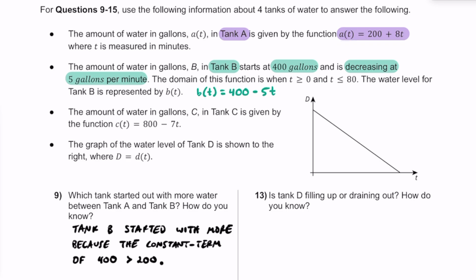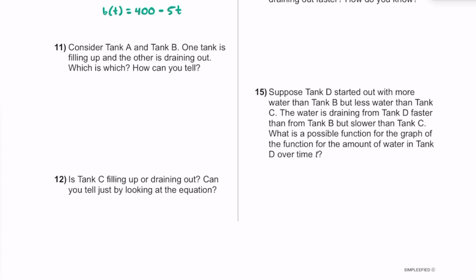If you look at the coefficients for the t variable term here, these will let you know what is happening with the water level. Because we have a positive coefficient here, positive 8, that means it's gaining 8 gallons for every minute. And for this b of t function, we have a negative 5 as a coefficient for t. The negative means that we are draining water out, or the water level is decreasing over time. So you really have to look at the coefficients here. Let's see what we can write for our answer here.